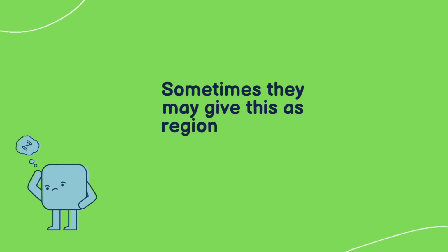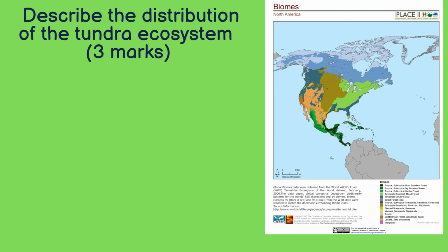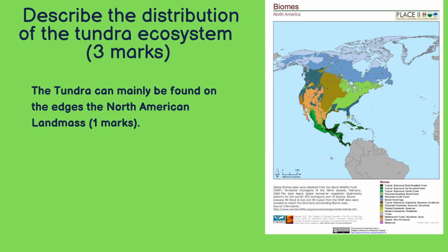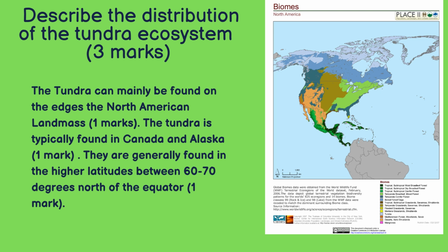Now sometimes they may give this question as a regional map as opposed to a global one. So let's take a look at the same question and describe the distribution of a tundra ecosystem using a regional map. Now, the tundra can mainly be found on the edges of the North American landmass. There's your first mark. The tundra is typically found in Canada and Alaska. There's your second mark. And finally, they are generally found in the higher latitudes between 60 and 70 degrees north of the equator. 3 marks. Latitude, locational knowledge, and compass directions.